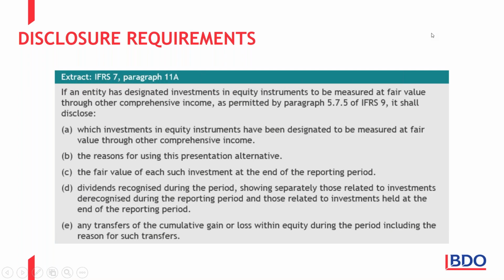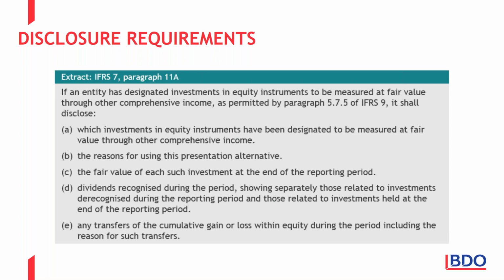What's important here is to actually be very clear which instruments have actually been designated as such, because some of them may still be left in fair value through profit and loss, others have moved through to fair value through other comprehensive income. The reasons for these alternatives and why you've done that, the fair values of which instruments are actually moved to the other comprehensive income category, dividends that came from those during the year, and so forth.